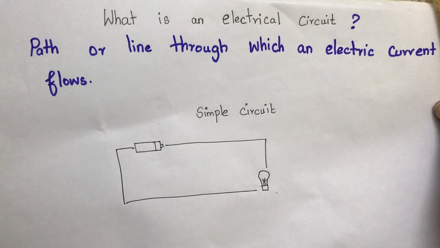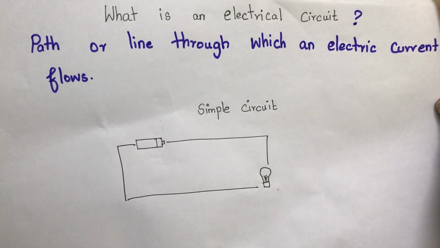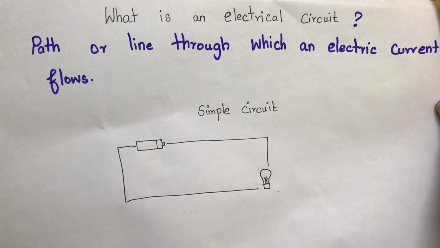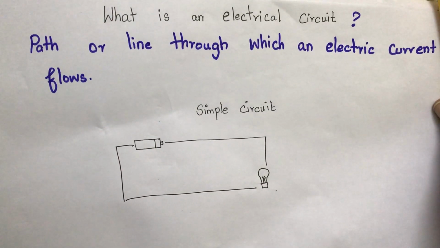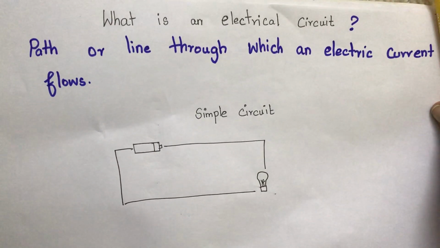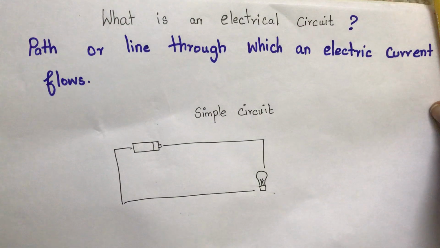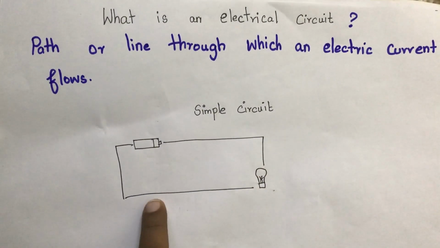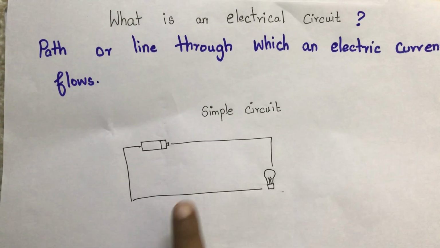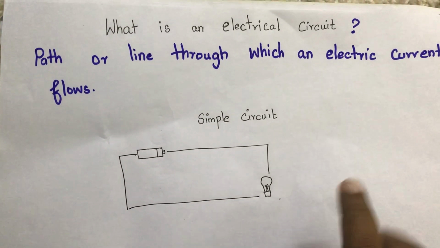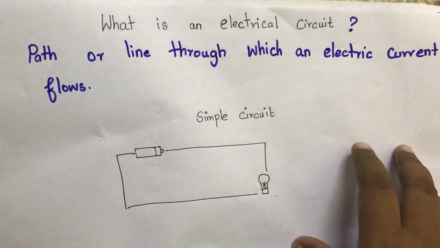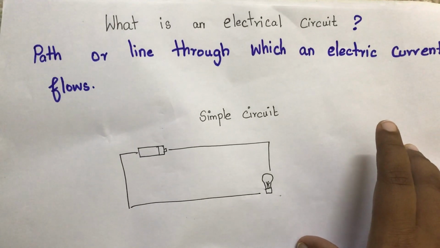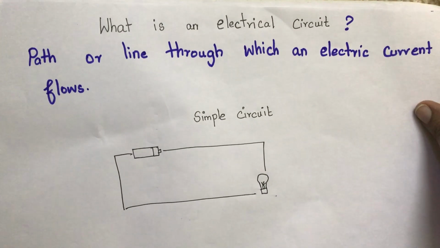In the previous videos we have seen about conductors and insulators. Now in this video we'll see what is an electric circuit. An electric circuit is a path or line through which an electric current flows. The path may be a closed path joined at both ends, making it a loop. A closed circuit makes electric current flow possible.